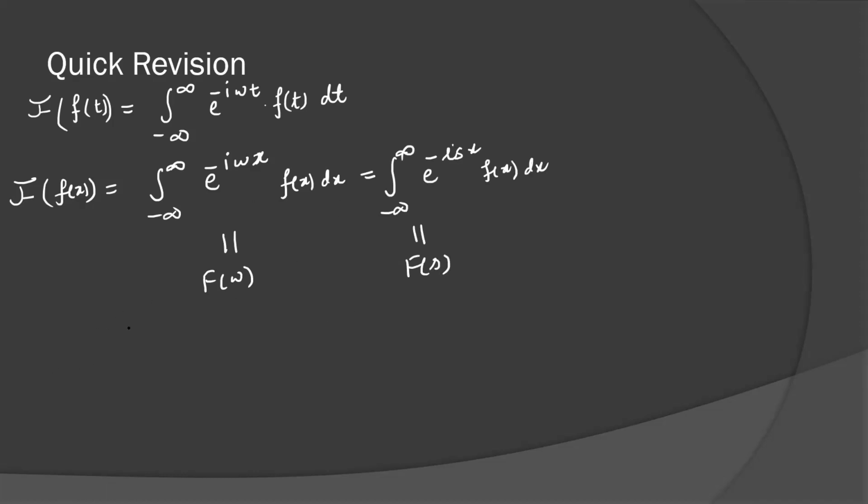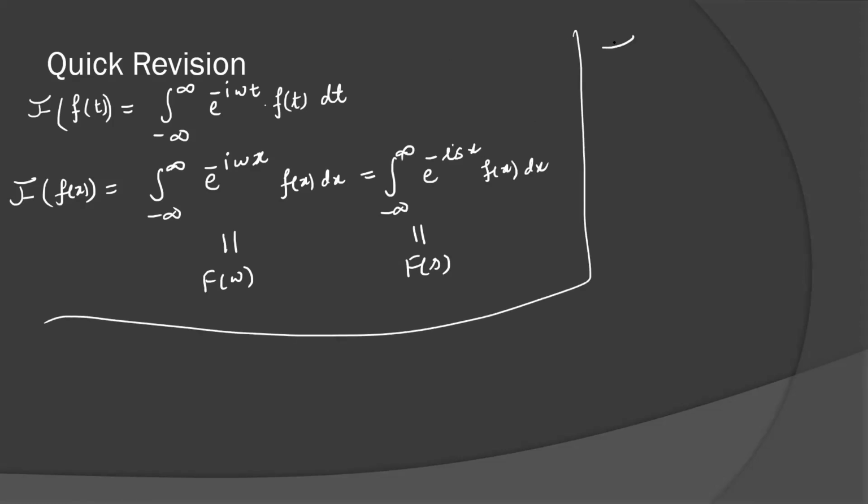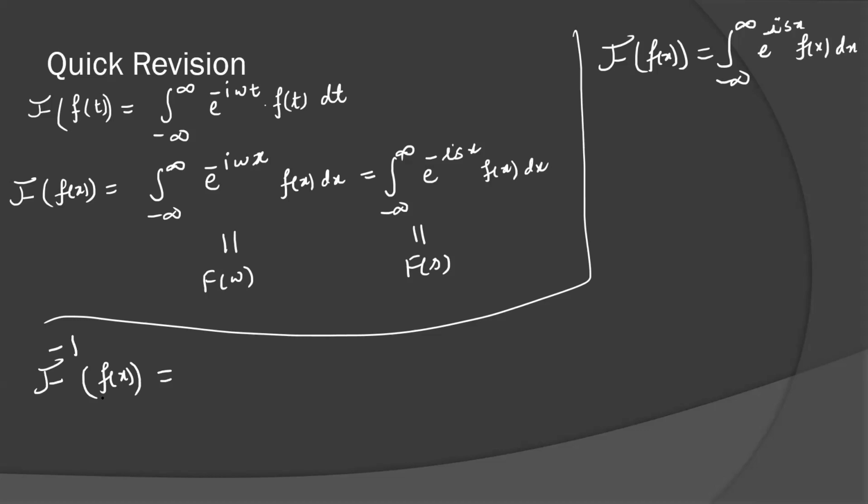Some people also represent this transformation of f(x) as the integral from minus infinity to infinity of e to the power plus i s x f(x) dx. Then use the corresponding inverse definition. The inverse of f(x), as we have studied in lecture 2, from F(s), is 1 over 2 pi times the integral from minus infinity to infinity of e to the power i s x F(s) ds.